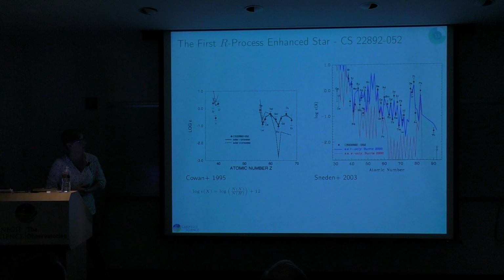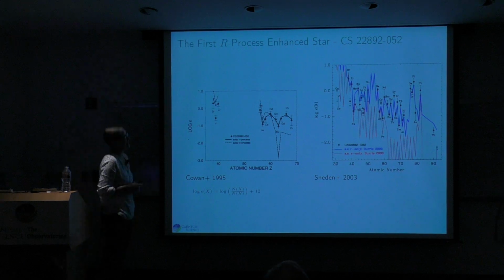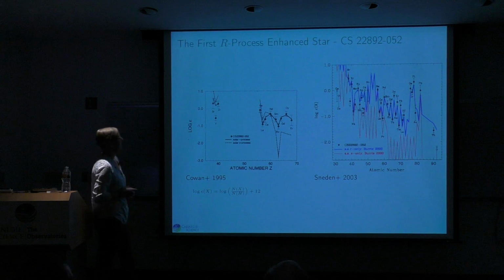So these stars are not new. The first one was discovered more than 20 years ago in this very famous CS 22892-052, which, yeah, they all have lovely phone numbers. This one is actually not too bad. It gets worse.